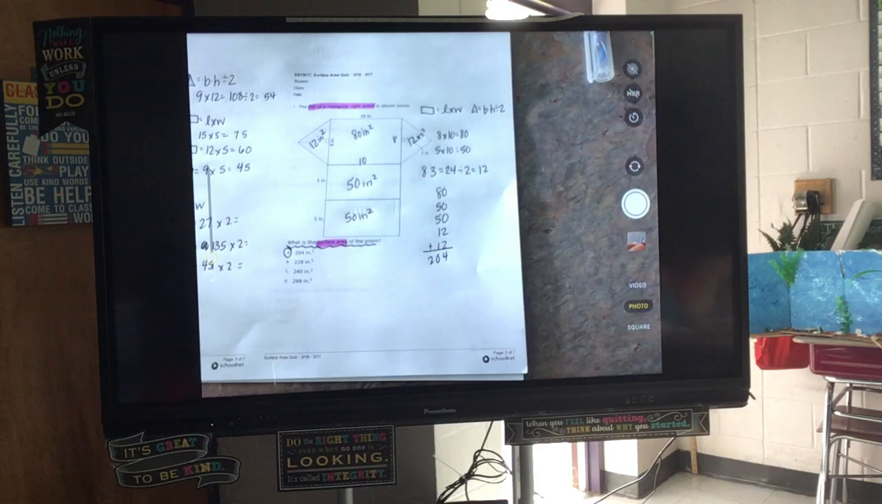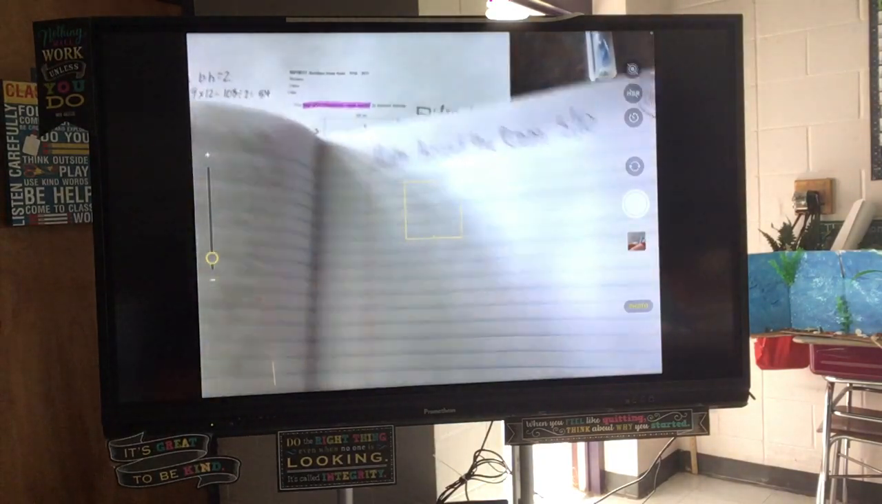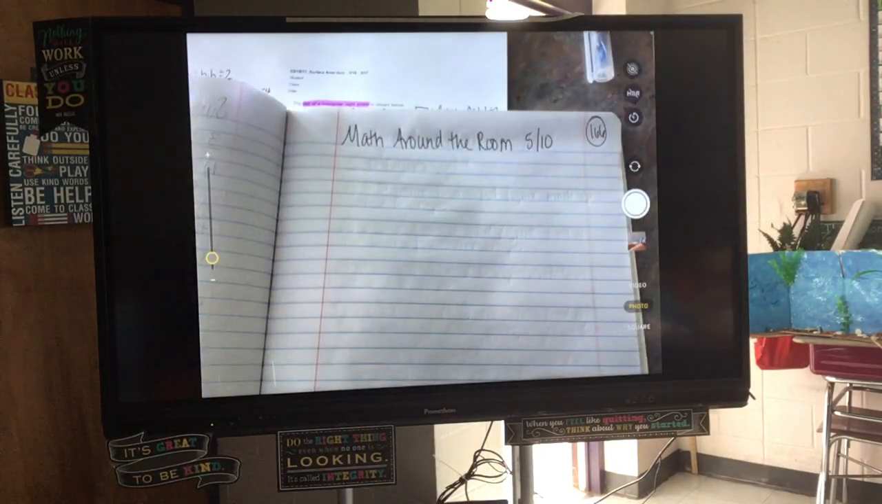Okay, go ahead and you'll notice there are 20 questions around the room. You are working with a partner. Please do not write on the orange pieces of paper. You are doing this on the next page. You should have labeled it. If you did not, you need to label it Math Around the Room 5-10. Once you have that labeled, you may go ahead.